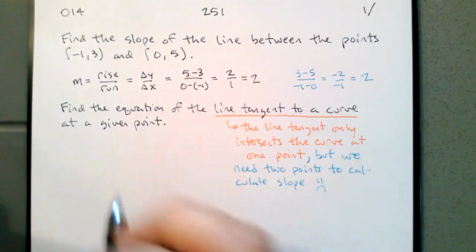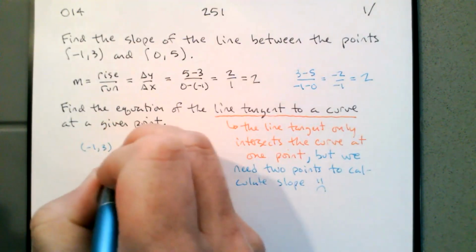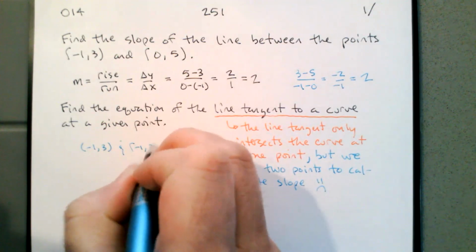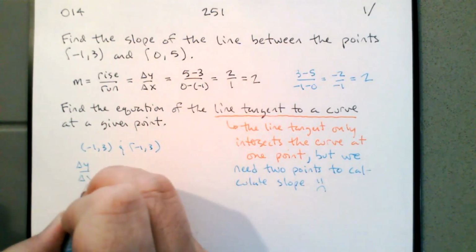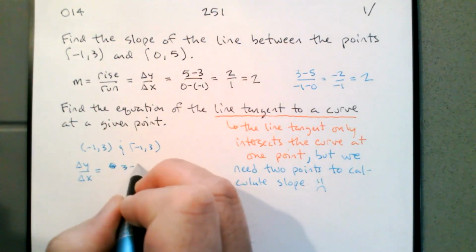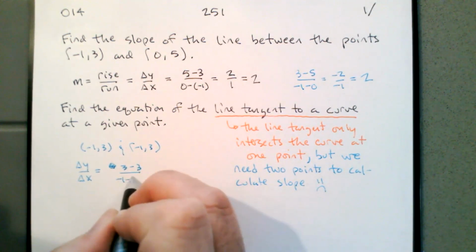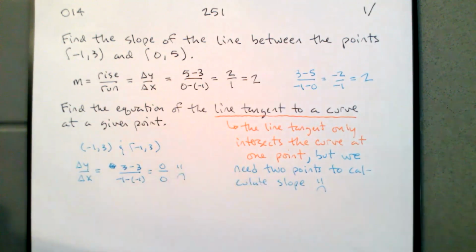So if I try to just use -1, 3 and -1, 3, this is no good because if I calculate delta y over delta x, neither one of these is changing. 3 minus 3 over -1 minus -1, and that is undefined. So we can't calculate slope with 1 point, but we still want to know the slope of this tangent line.